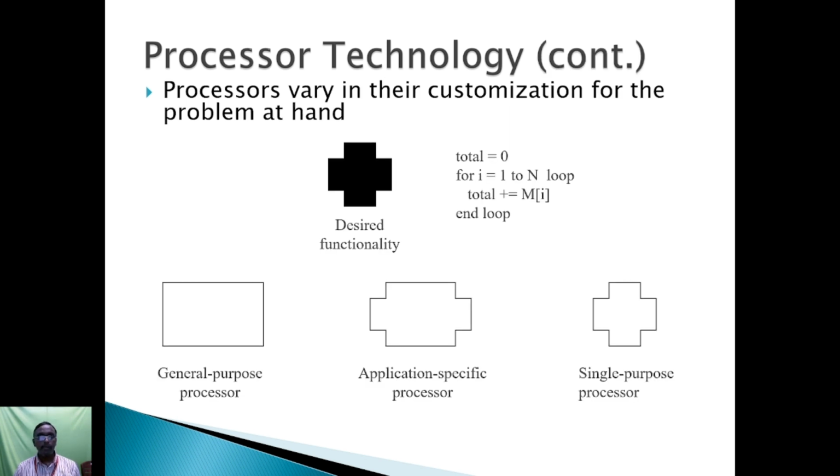Next one is processor technology. Processors vary in their customization for the problem at hand. One is general purpose processor, another one is application specific processor, another one is single purpose processor. Beside the functionality, we have a loop: total equals 0, for i equals 1 to n, loop, total plus M of i, end loop. So depending upon the loop, it is executed.